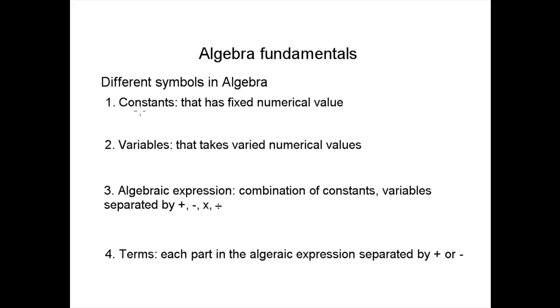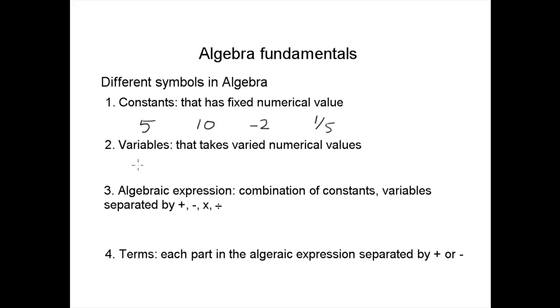Let's start with a constant. What is a constant? As the name says, a constant is something which has a fixed numerical value. For example, number 5 is a constant. It won't change. 5 toys won't change unless someone takes it out, right? Or 5 apples, 5 bananas, it will stay the same. Number 10, that is a constant too. Number 2, that is a constant too. 1 over 5, that is a constant too. So a constant is something that won't change.